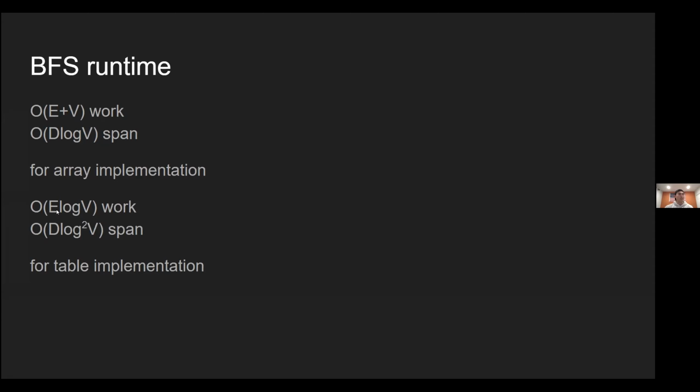And then for the table implementation, it's a little bit longer: e log v work and d log squared v span. Cool. Good stuff to have on a cheat sheet, by the way, in case you need a quick reference on the test.